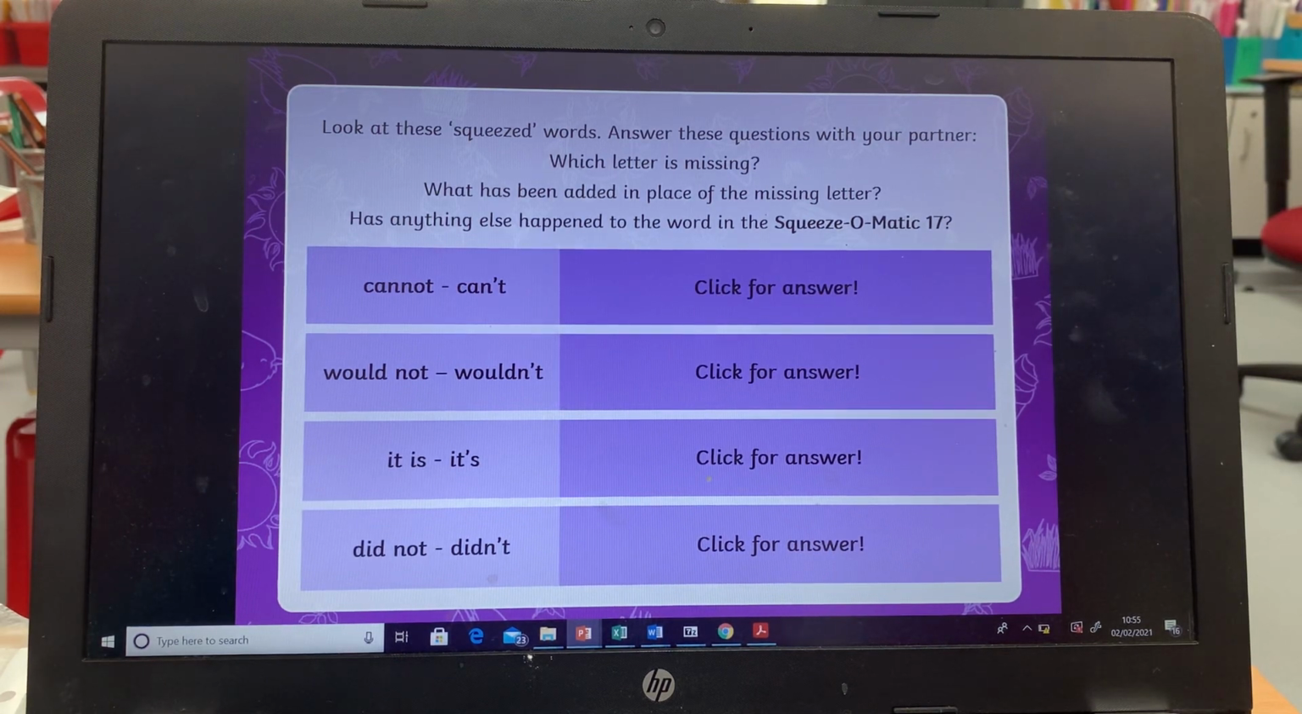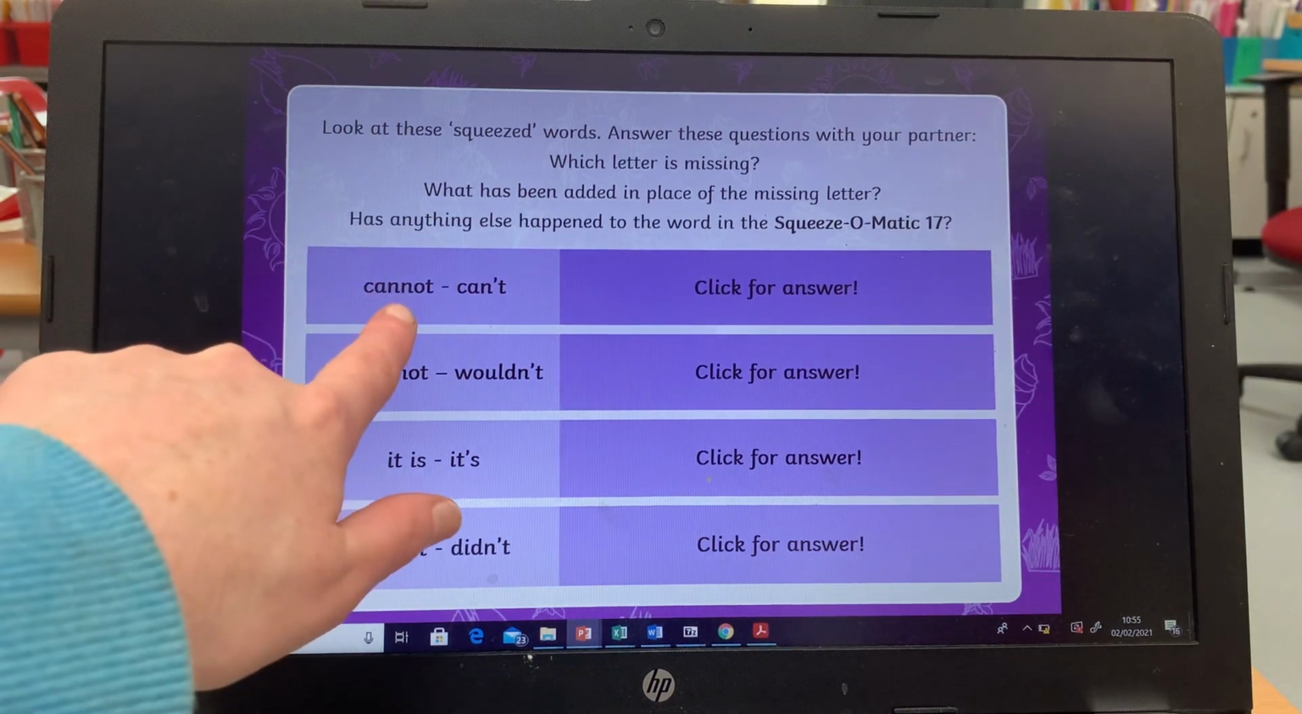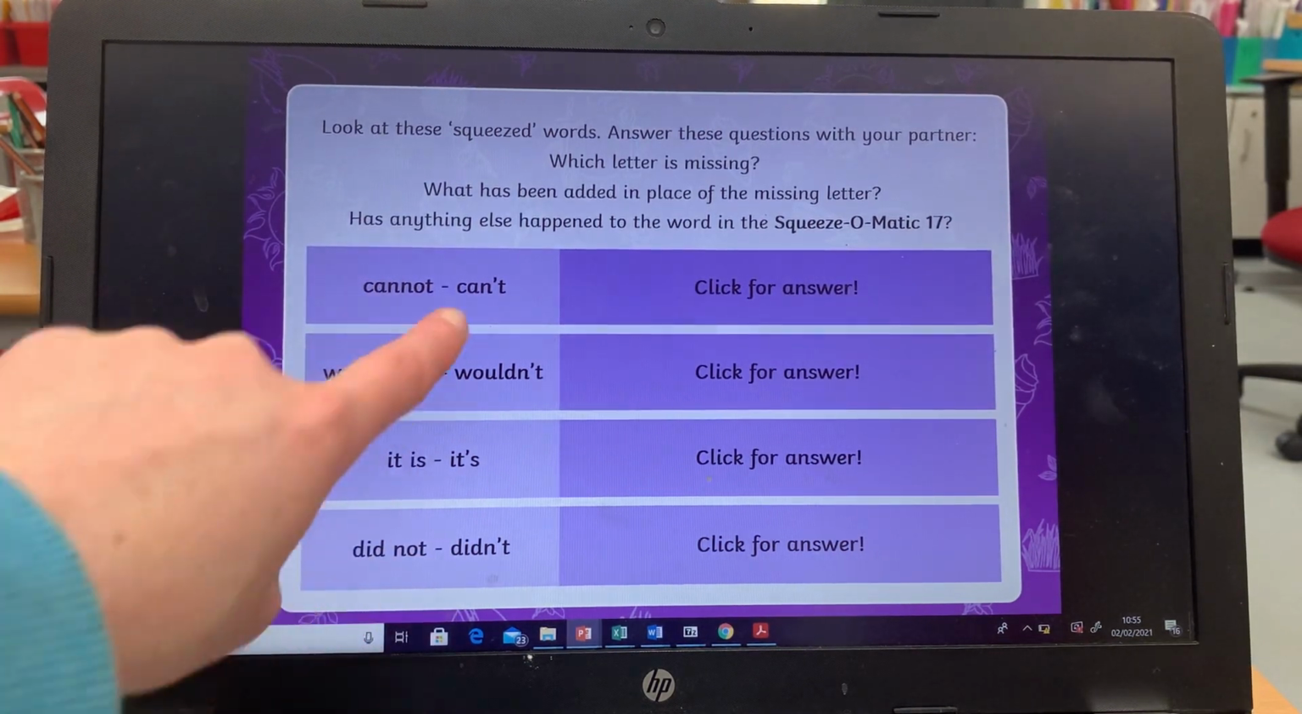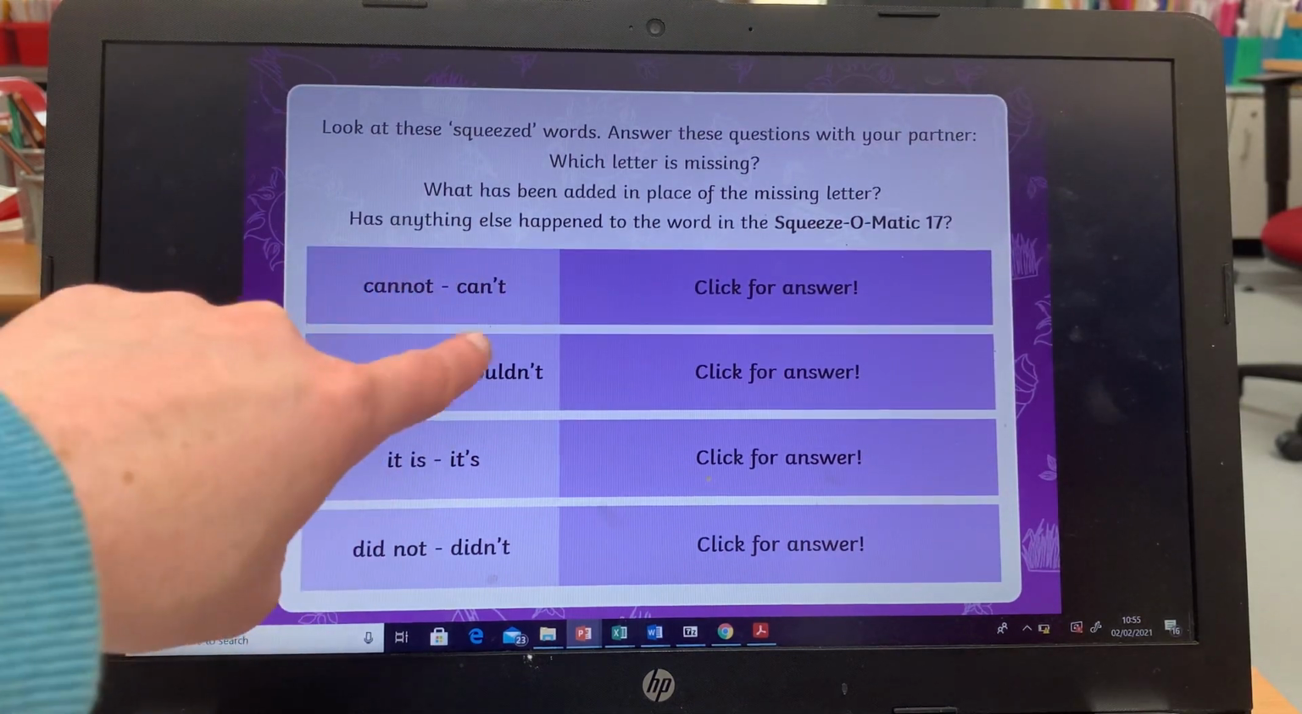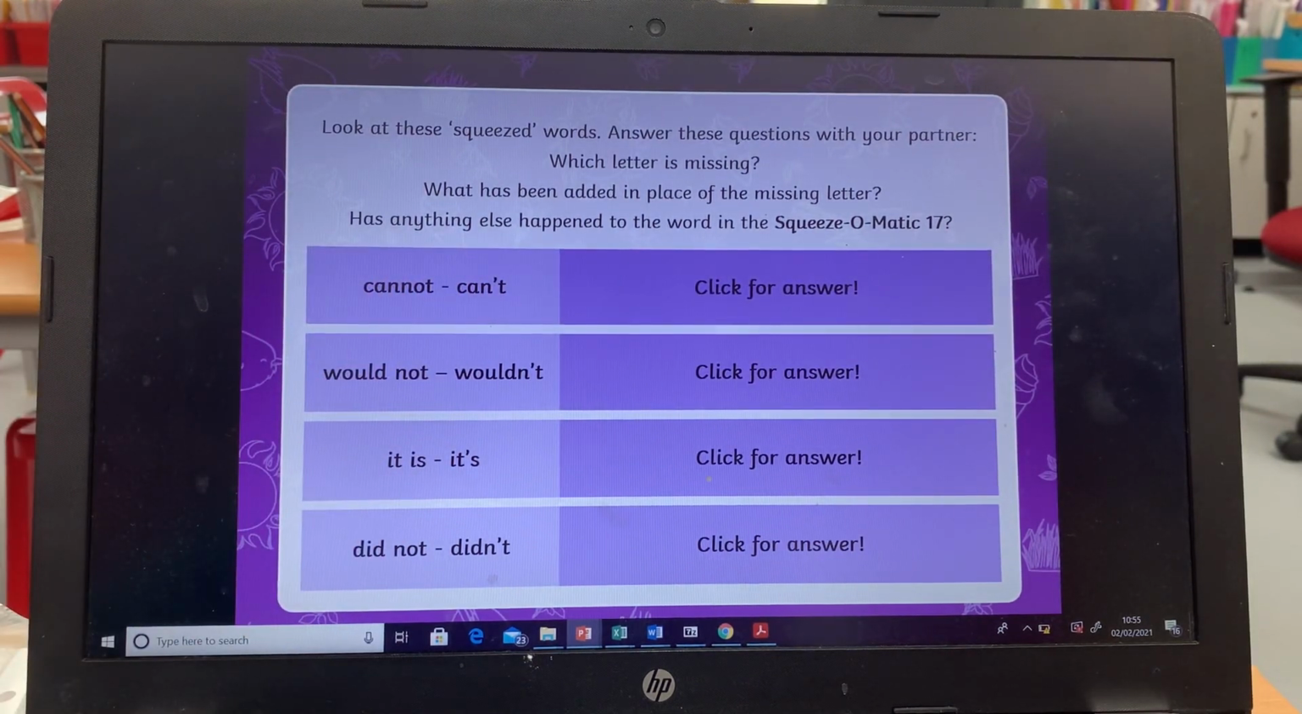So pause the video and see whether you can have a look at the original words and then the contractions and see which letter or letters have been taken away and the apostrophe has been put in its place. So pause the video now.